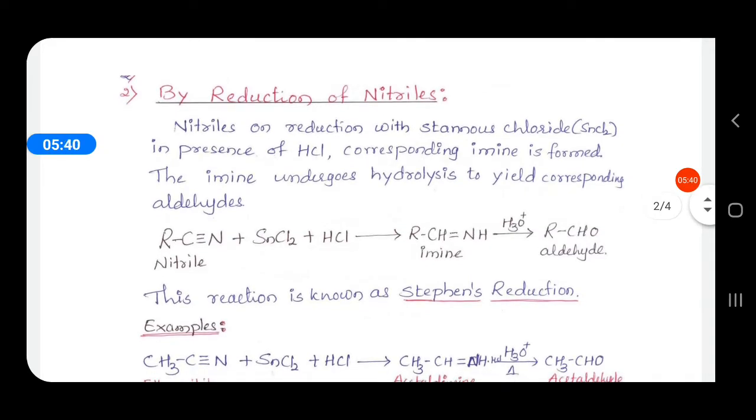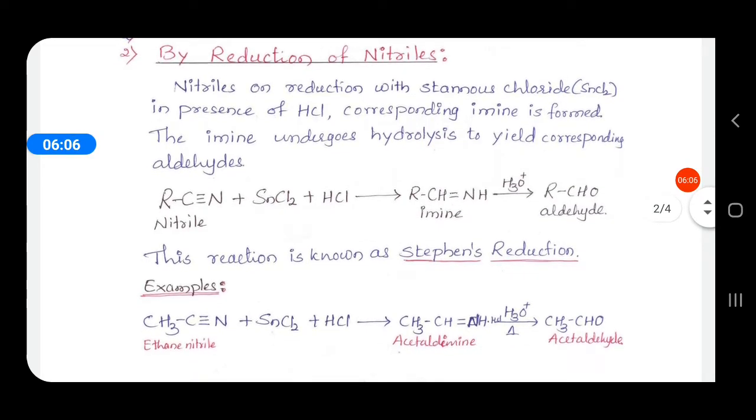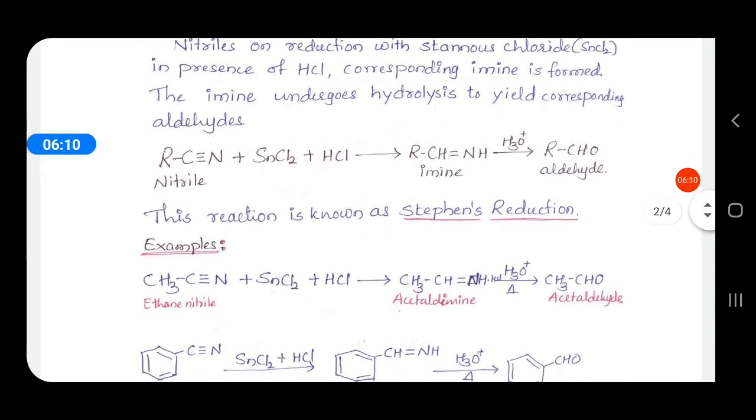Another method is the preparation of aldehydes by reduction of nitriles. Nitriles are also called cyanides. Cyanides is a common name. Nitriles is the IUPAC name. Nitriles on reduction with stannous chloride, SnCl2, in the presence of HCl, form the corresponding imine. This imine undergoes hydrolysis to yield the corresponding aldehydes.